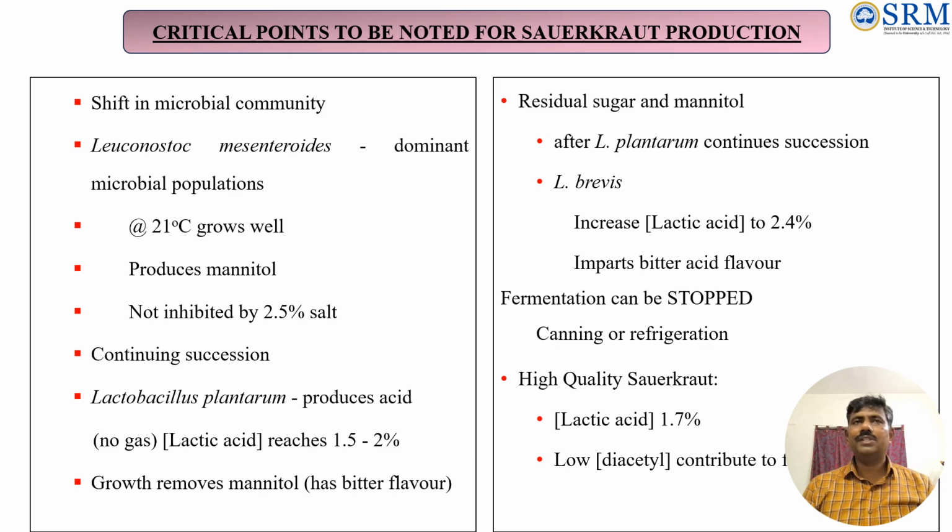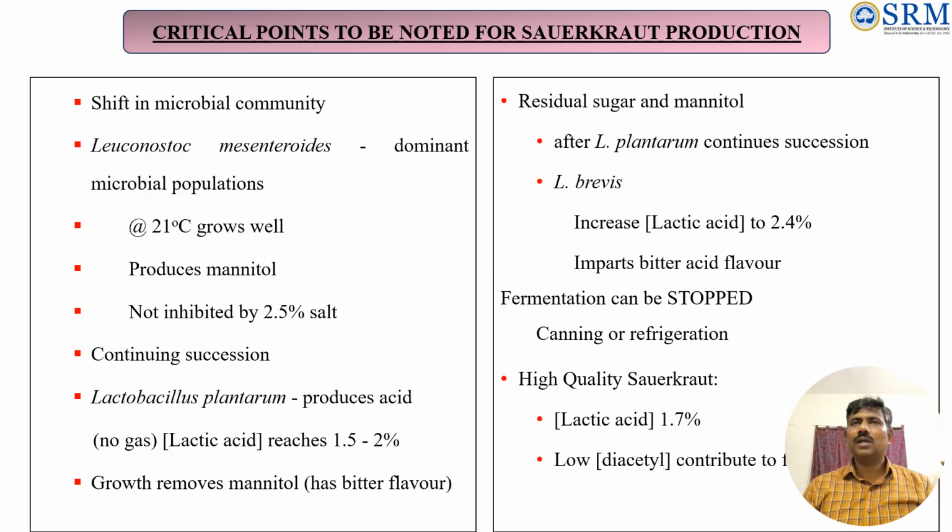Leuconostoc mesenteroides initiates the fermentation process and dominates the microbial population, and it grows well at 21 degrees Celsius and produces mannitol. Leuconostoc mesenteroides is not inhibited by 2.5% of salt. In the later stage, it's continued by Lactobacillus plantarum, which produces lactic acid reaching up to 1.5 to 2% with no gas production. Lactobacillus plantarum also removes the mannitol. The mannitol is the reason for the bitter flavor.